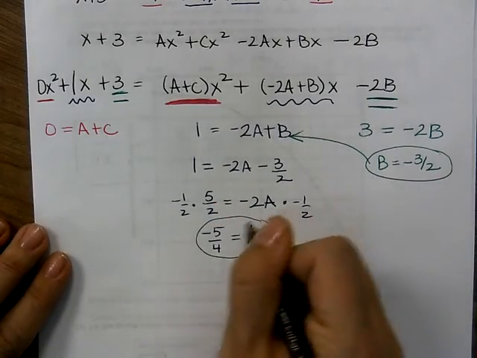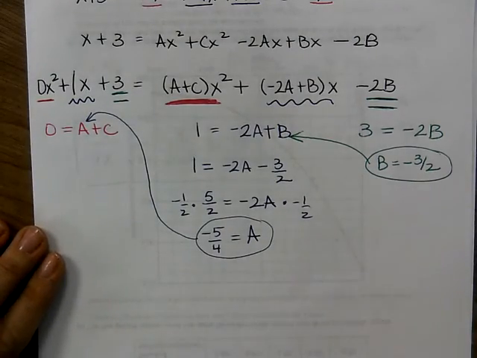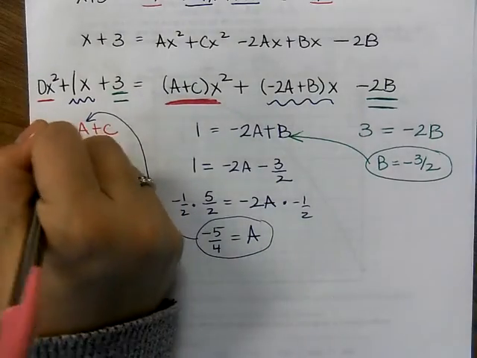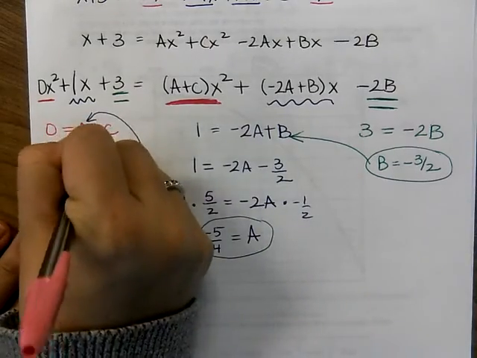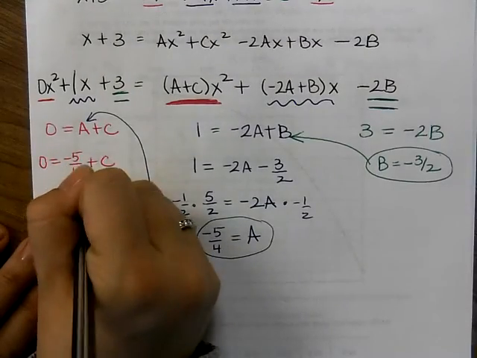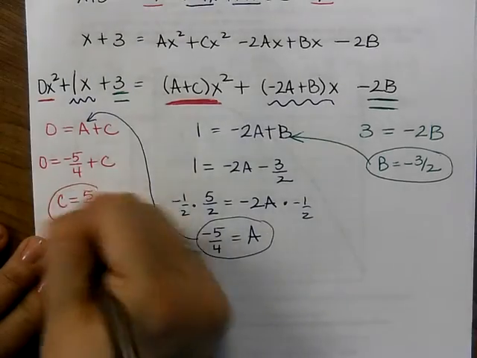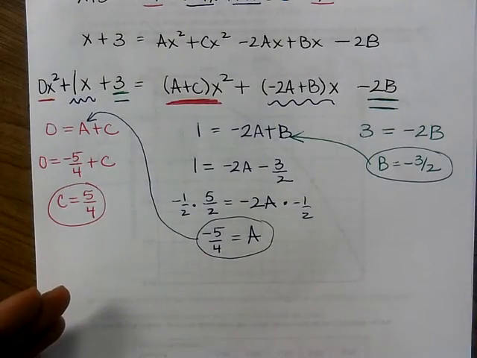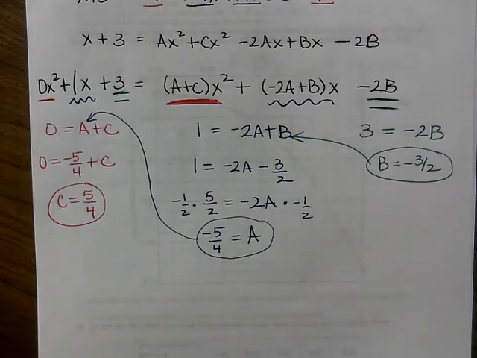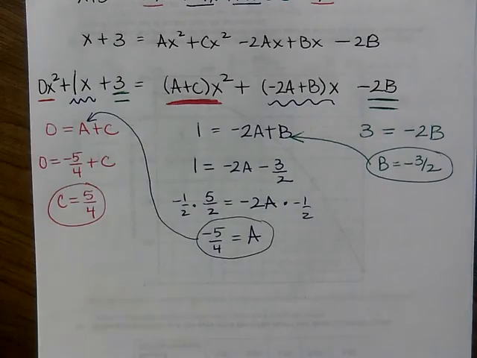Now that I know a, I can plug it in here, and I can solve for c. So now I have 0 equals negative 5 over 4 plus c. Add over the 5 over 4, and I get c equals 5 over 4. That's so much easier. So sometimes this is easier, okay? You could have done that for every single problem so far. You can use this method every time. Sometimes this method just takes a little bit longer, but some people really like it, and sometimes it's necessary.